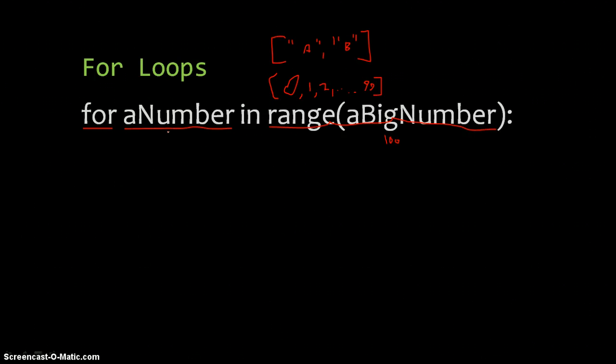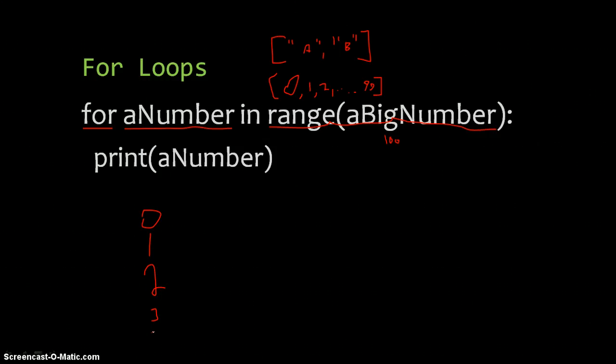And the way this works is that a number, the variable I named a number, gets assigned first 0 and then 1 and then 2 all the way up to 99. And in this particular loop, I just print them. So the output of this will look something like 0, 1, 2, 3, all the way up to 99. Okay, so this will just print out each number individually.